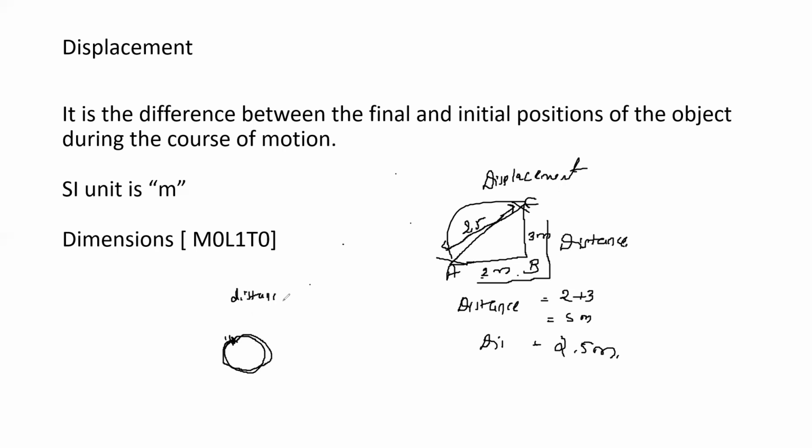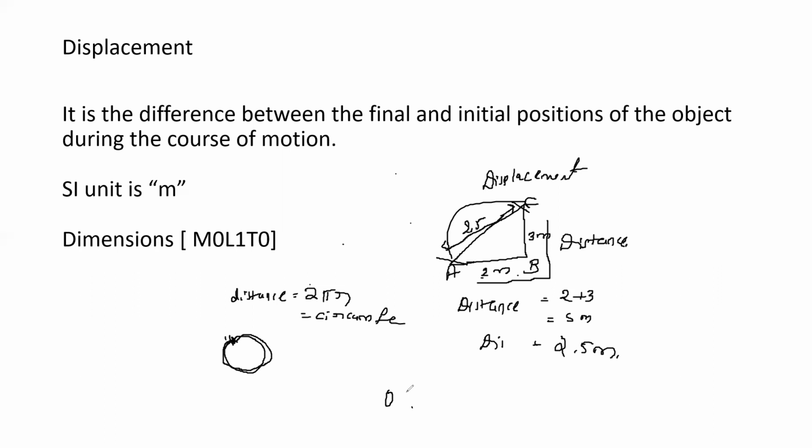distance is equal to 2 pi r, that is the circumference of the circle. That is the distance traveled. What is displacement here? Displacement is the shortest distance between the initial point and the final point, which is nothing but 0. So here we can say displacement is 0 and distance is the circumference of the circle, that is 2 pi r.